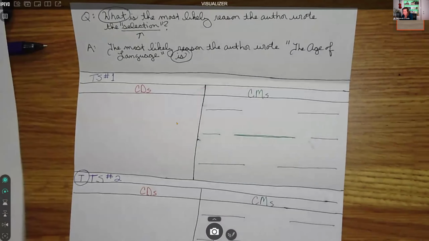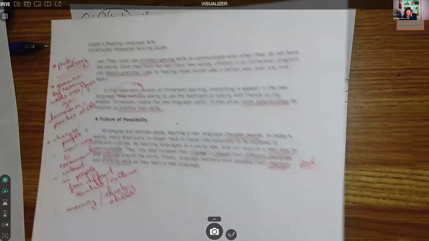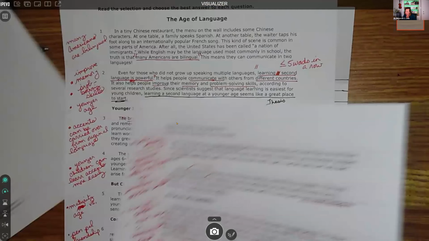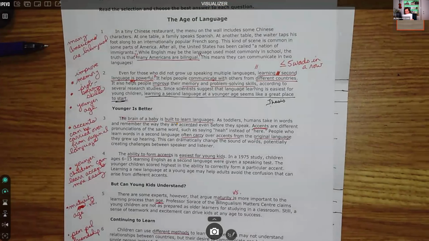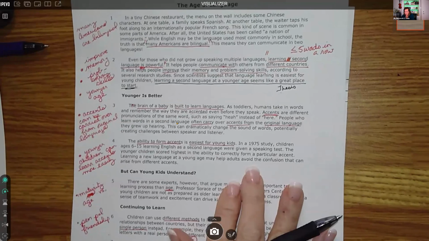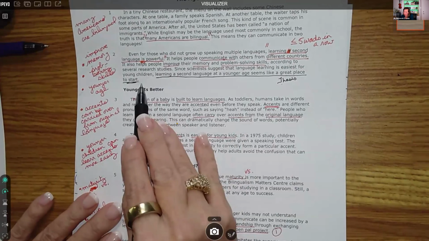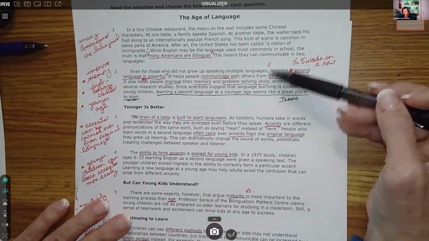and how immersion, right? When I was talking about problem solving, about the immersion, right? And the other thing was the younger age, this idea about the brain of a baby, that it seemed they really wanted to do younger is better, right? So if I had to answer one question, the SCR, I would want to choose between those two. And it seems, since the thesis says learning a second language at a younger age seems like a great place to start. This is what I'm teaching my students. Which one do you think is the more important?